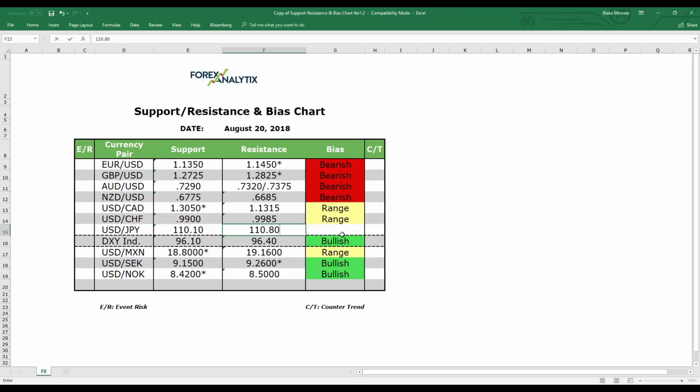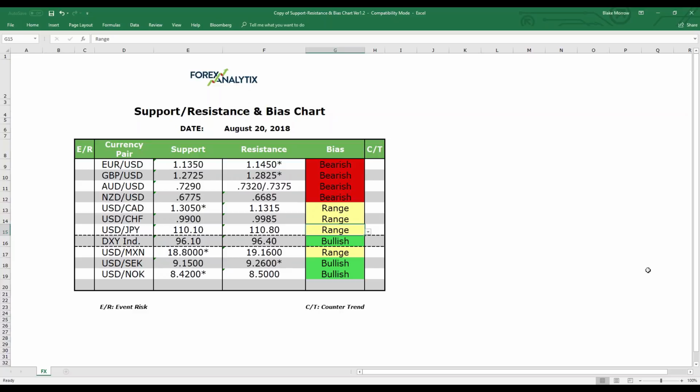It's kind of loose resistance, and then I'm going to put it as a range, because trying to get directional with the dollar yen right now, why do it? Like I said, price action is a disaster. So here's your bias chart. It's been a long time, guys, since we've done this bias chart.